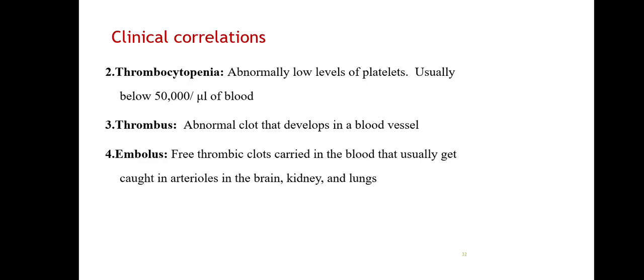Okay, we also have thrombocytopenia, abnormally low levels of platelets, usually below 50,000 per microliter of blood. Then we have a thrombus, an abnormal clot that develops in a blood vessel. Then we have an embolus, a free thrombotic clot carried in the blood that usually gets caught in arterioles in the brain, kidney, and lungs. An embolus can even cause a stroke.